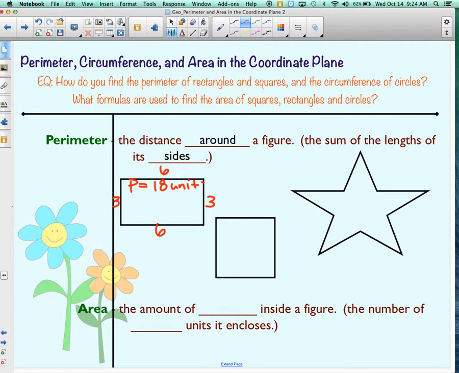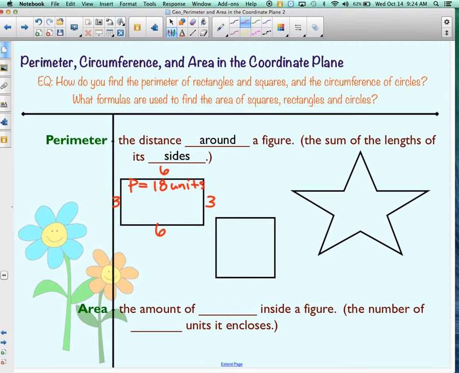By the way, we will use units. Sometimes I'll say centimeters, inches, meters, whatever. Make sure you keep your units with that or your answer won't be completely correct. Okay? Same thing with the star. If I gave you the lengths of each of its sides, we'd add them all up.